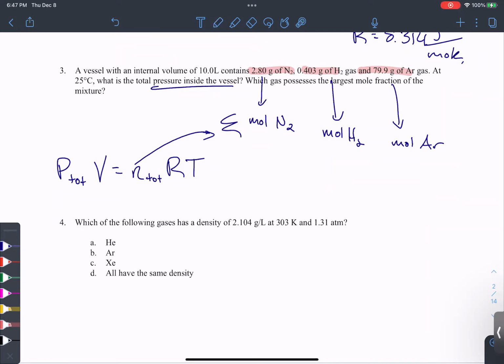We could also use PV = nRT with just the moles of N2. If we did that, with just this mole amount, we would get the partial pressure of nitrogen. We would get the partial pressure of hydrogen or partial pressure of argon. And so that will allow us to answer this next question real easily. Which gas possesses the largest mole fraction of the mixture? If you just look at the mole amounts, whatever is present in the largest quantity is going to have the largest percentage, the largest mole fraction.